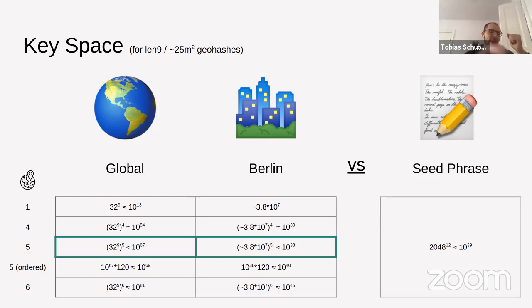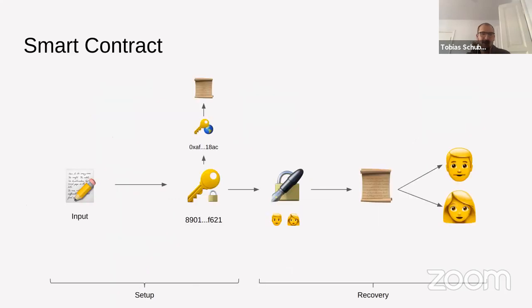And obviously not in every 25 square meter square there's a point of interest, but just to get a sense of how many different options there are. And this is more of a schematic overview of these 2 phases, setup and recovery.